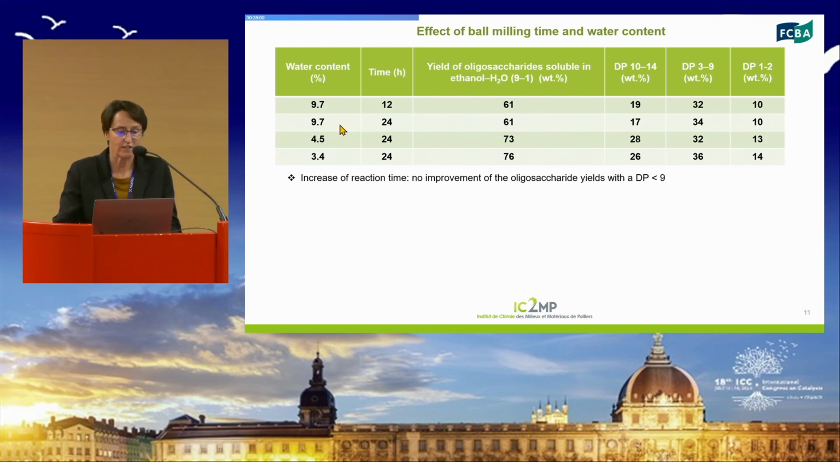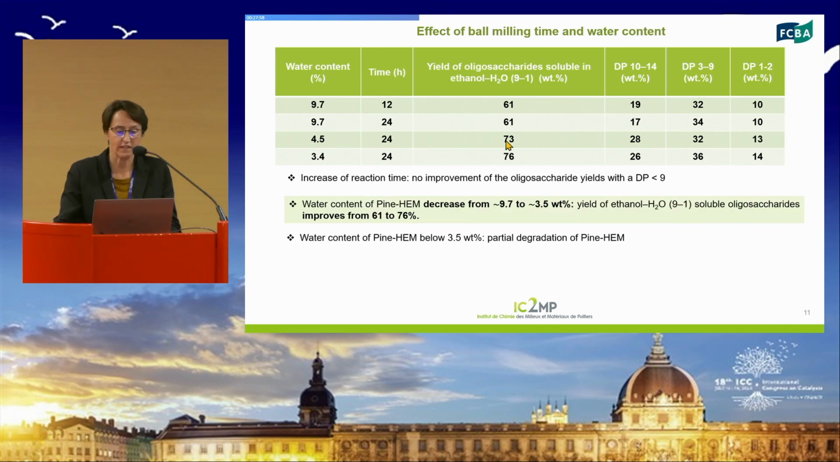And after, the water content: we decrease the water content, and in that case, we can see that we have an increase of the yield of oligosaccharides. You can see here, we go from 61 to 76. So we need to have a certain amount of water, not too much, but if we continue to decrease the amount of water, it will not be good either. So we have to control the amount of water during this ball milling.